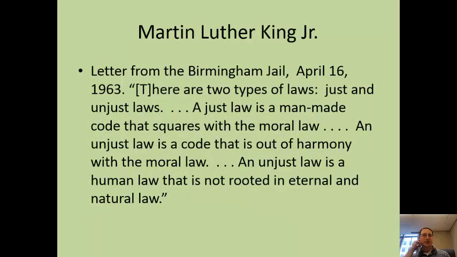Now we're into Martin Luther King Jr. So there's two types of laws: just laws and unjust laws. A just law is a man-made code that squares with moral law. All right, so MLK Jr. is saying, well, a just law is a man-made law that we all agreed to on the ground that matches the sacred law, the moral law, right? An unjust law is a code that is out of harmony with the moral law.